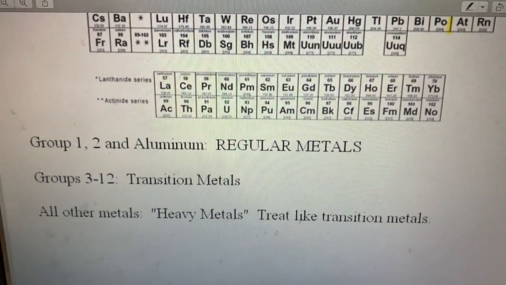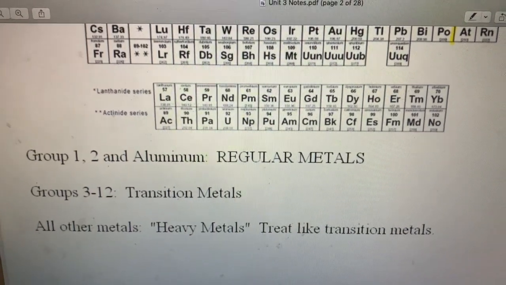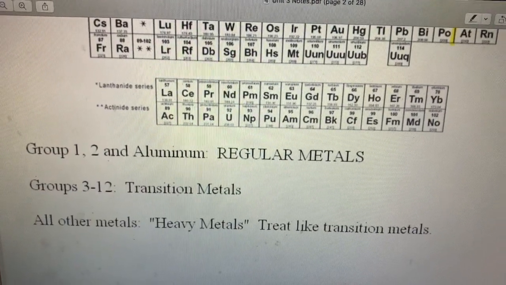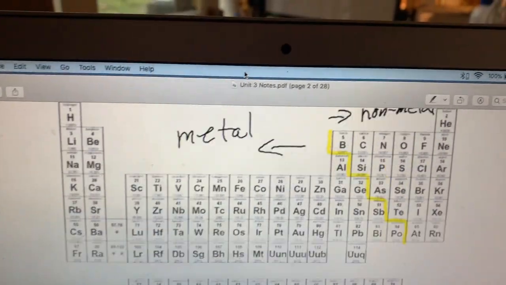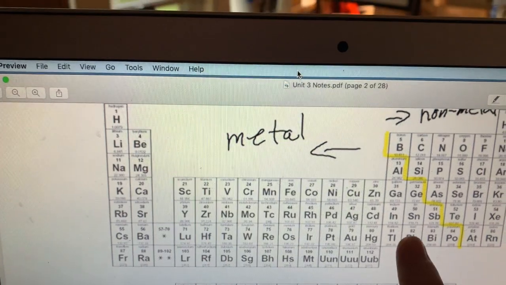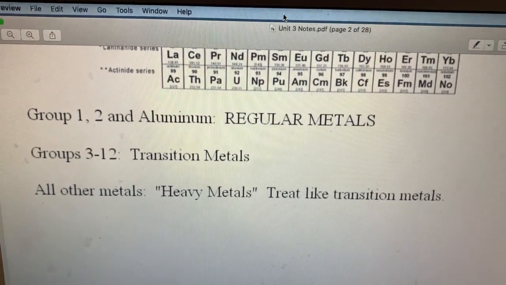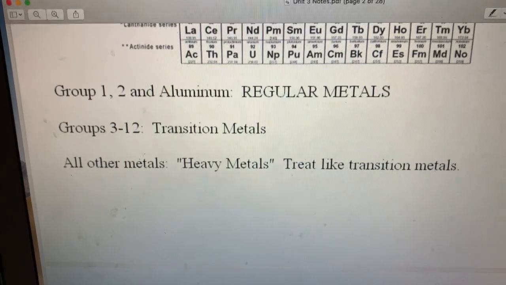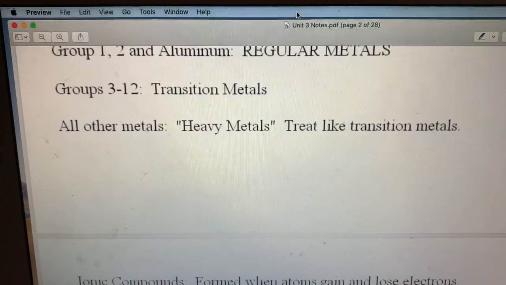Groups 1, 2, aluminum, and I should have typed in here zinc and silver, are considered our regular metals. Groups 3 through 12 are D block, or what are known as transition metals. You then also have some metals that are not part of the D block, but are under these stairs here, some things like lead. These are what are known as heavy metals, but they are treated for naming purposes as transition. So when it comes to metals, you have your regular metals, group 1, 2, aluminum, zinc, and silver, and all other metals we're going to treat as transition metals.